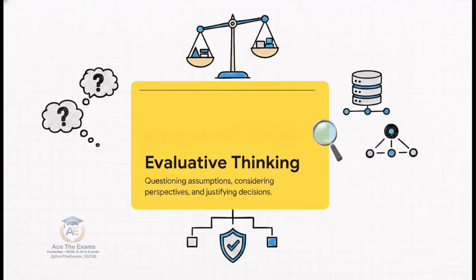If you want those top-tier marks, I'm talking about the A and the A-star grades, you have to prove to the examiner that you can do more than just apply knowledge. You must analyze and evaluate. The absolute key here is evaluative thinking. This means questioning assumptions, considering different perspectives, and justifying your decisions with hard evidence.